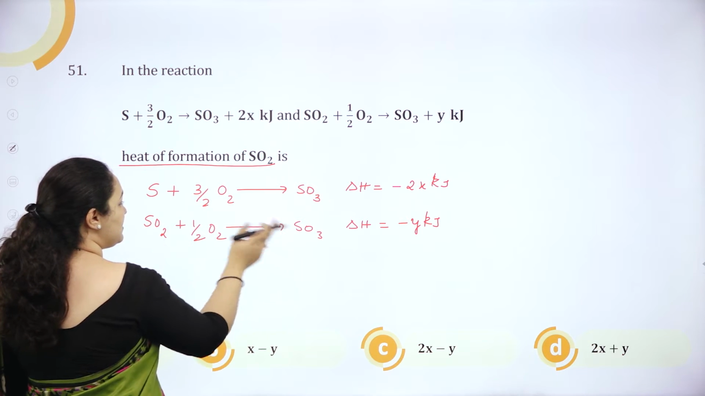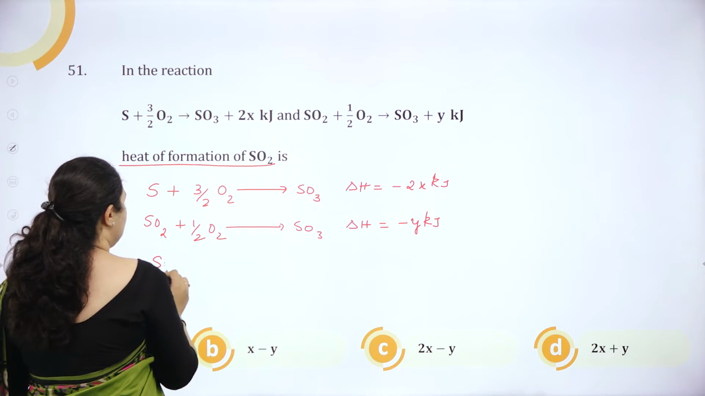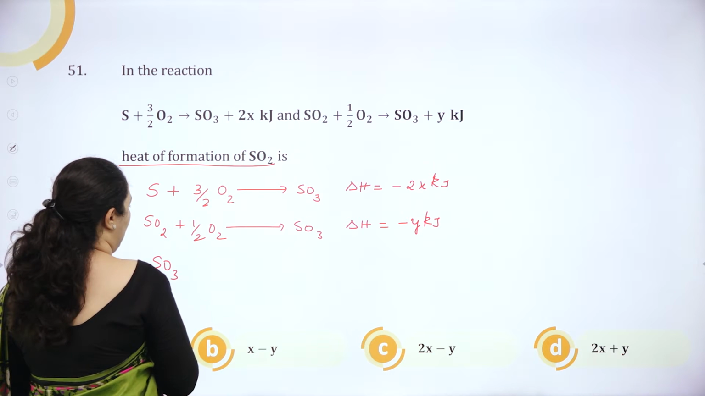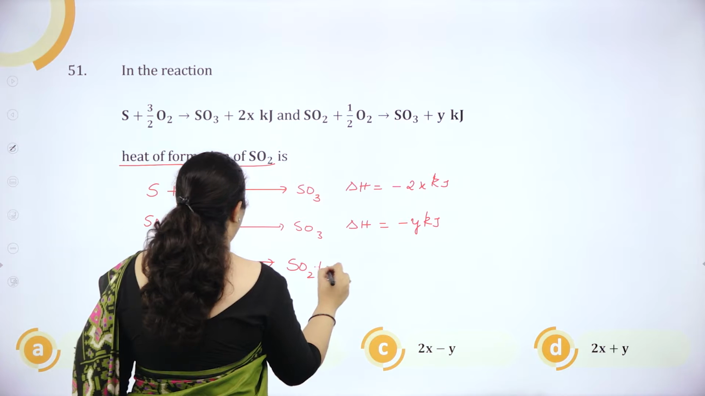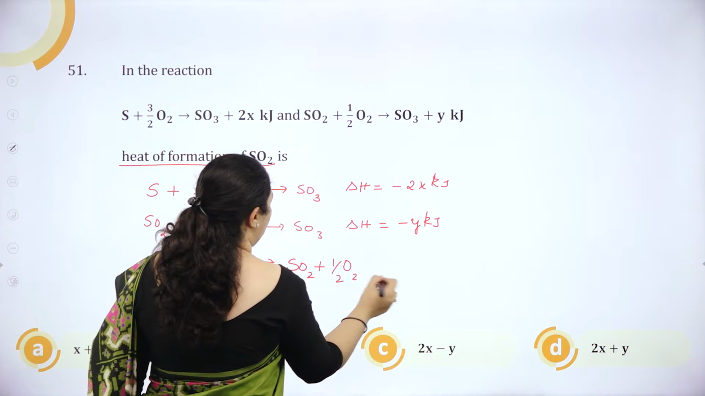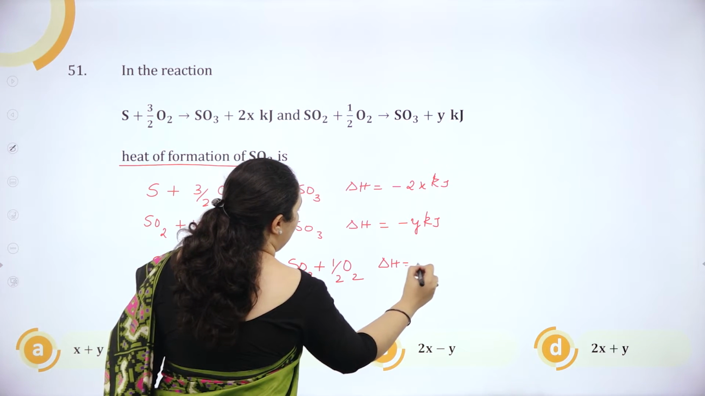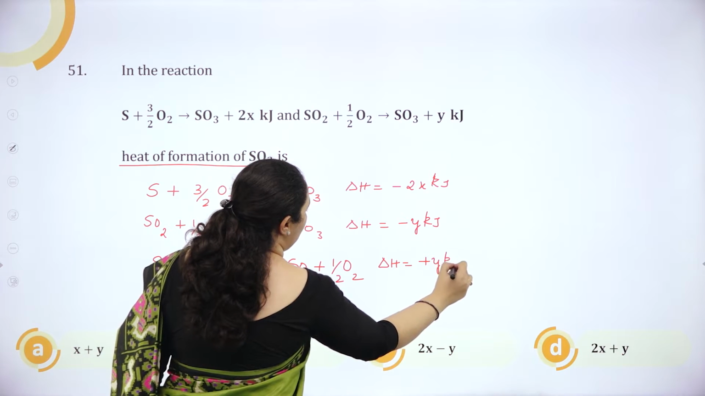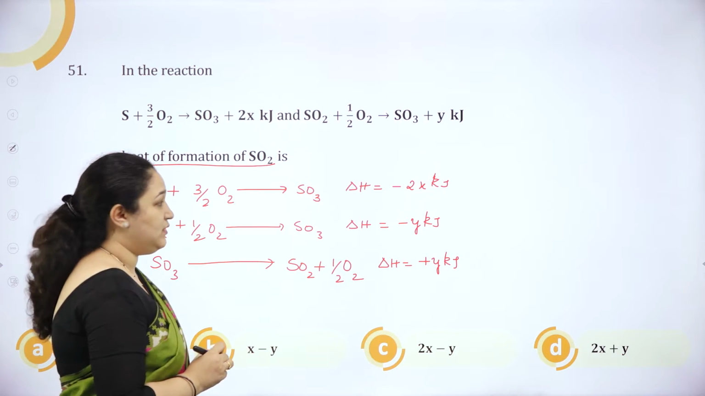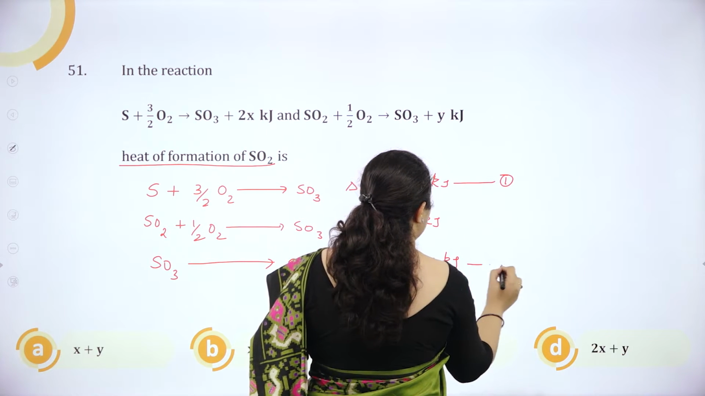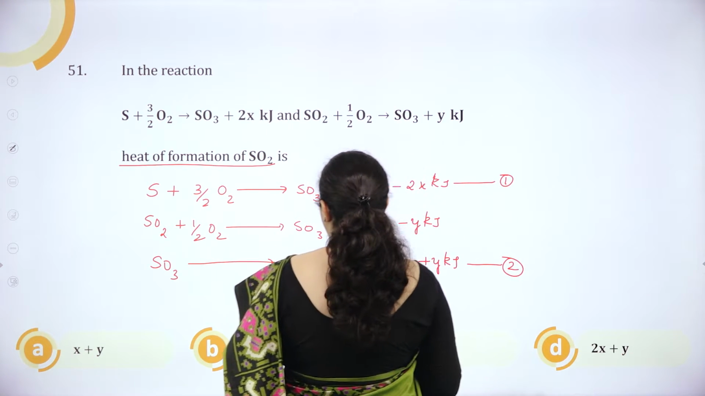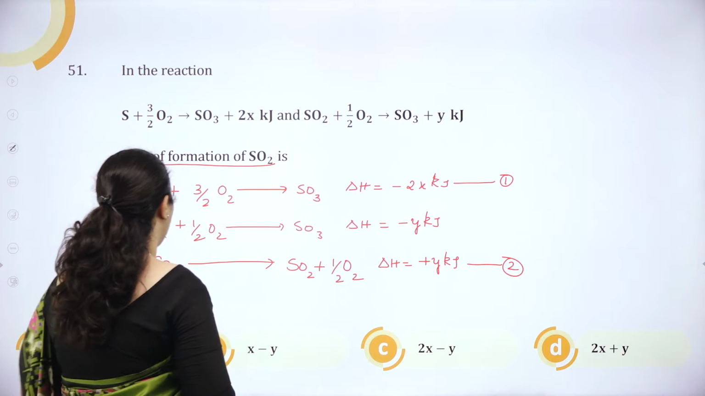Okay. What I require is the heat of formation of sulfur dioxide. So I have to reverse the second equation, that is SO3 forming SO2 plus half O2. So delta H will become plus y kilojoules because I have reversed it. Now if I take this as the first equation and the reversed one as the second equation, if I add those two equations, what will I get?